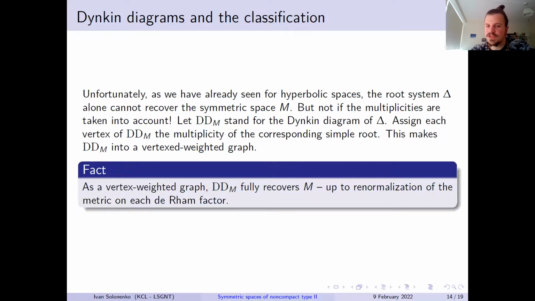And as a vertex weighted graph, the Dynkin diagram fully recovers my symmetric space of non-compact type M up to renormalization of the metric on each de Rham factor. Again, we can do the same thing. We can multiply on each de Rham factor the metric by some positive constant. Okay, so you have this combinatorial description of all symmetric spaces of non-compact type. Any questions here? All right, let's go next.